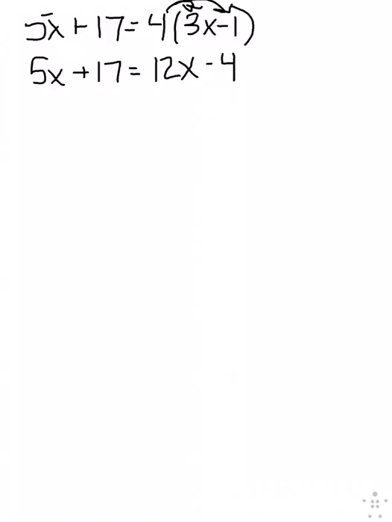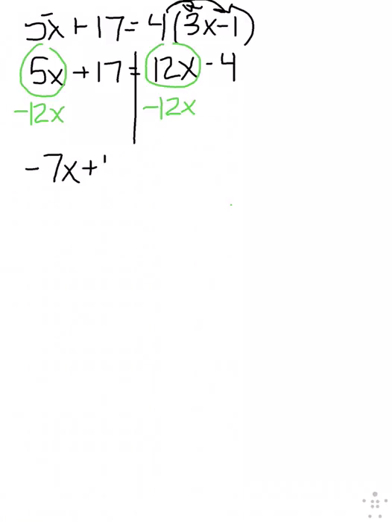I can keep solving the equation by combining my like terms. I'm going to combine the 5x and the 12x. 5x and 12x are on opposite sides of the equal sign, so we do the opposite operation. I do a minus 12x. 5 minus 12 is going to give me negative 7x. And then I bring everything else down. I bring down the positive 17, I bring down the negative 4.